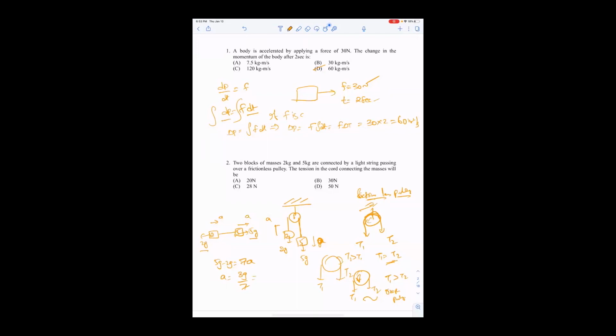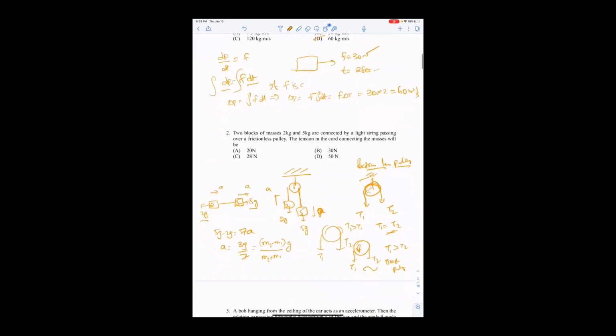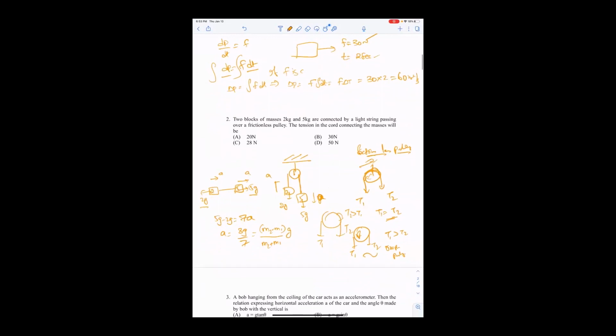Another formula for this is (m2 minus m1) by (m2 plus m1) into g. This is called the Atwood machine, the simple Atwood machine. I hope you know this. So this is the formula.